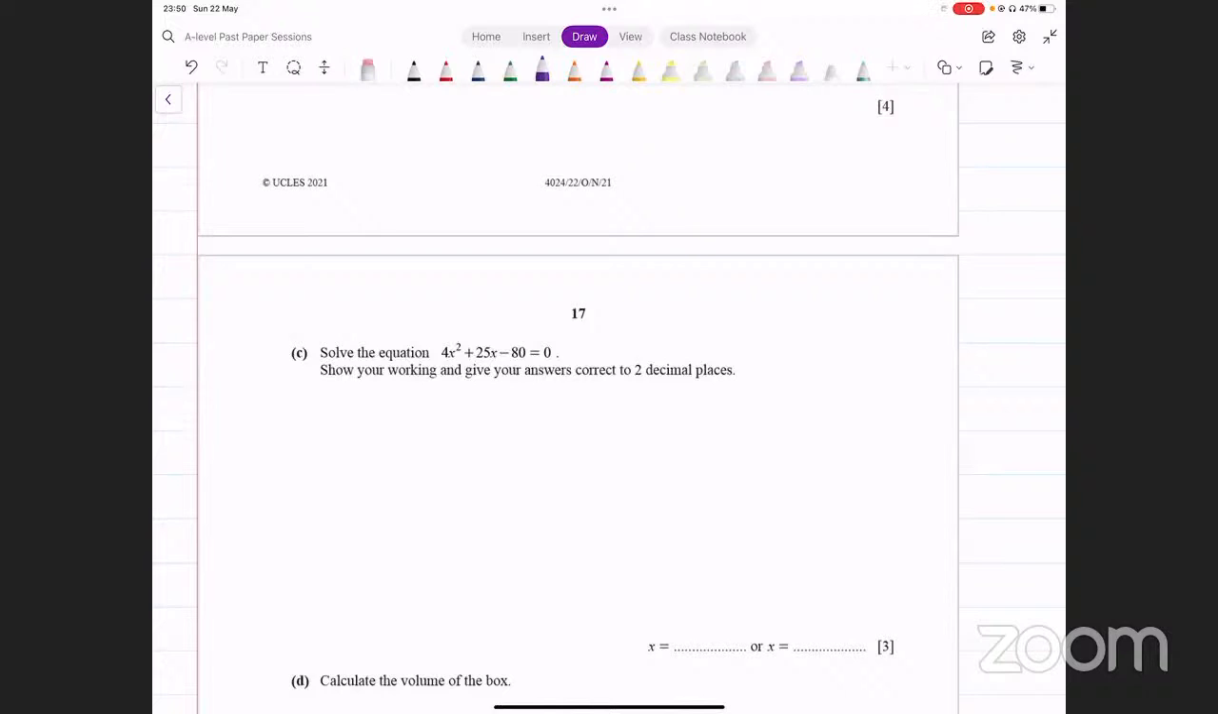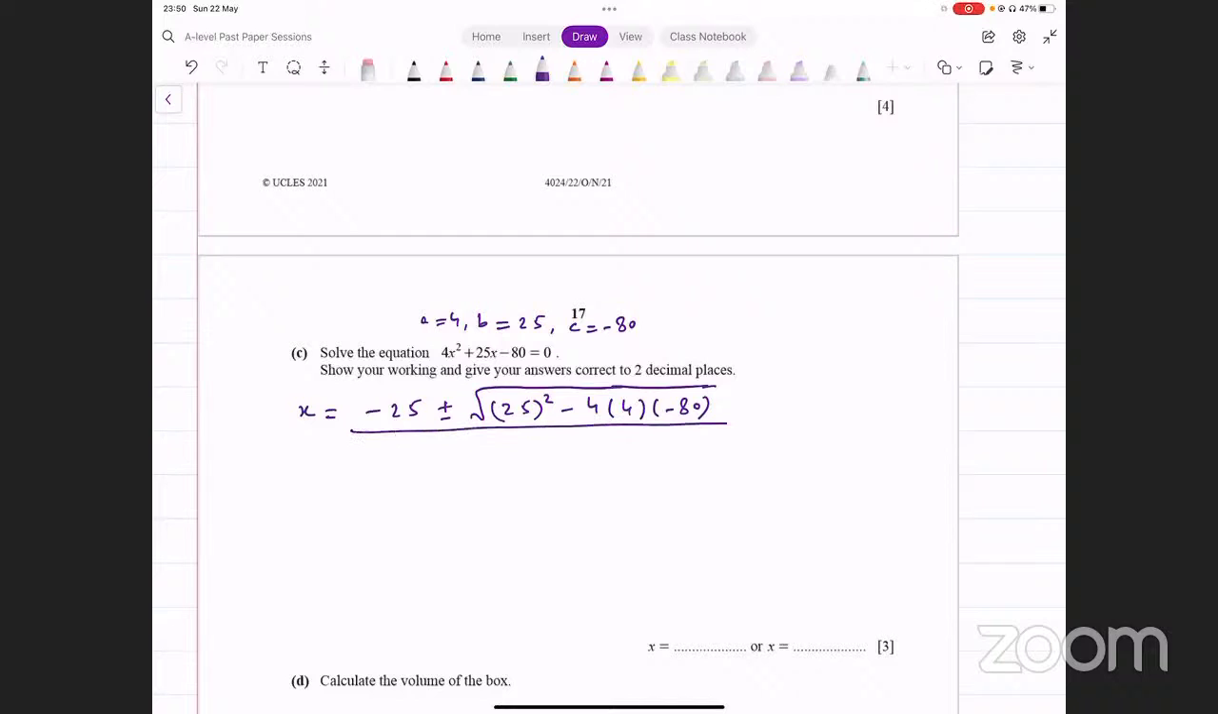सो व्हाट आर द वैल्यूज ऑफ a, b and c then? a is 4, b is 25 and c is minus 80. Quadratic formula में values input कर दें. X equals minus b, that's minus 25, plus minus square root of 25 squared minus 4 times 4 times minus 80. Write everything in brackets, otherwise आपके sign errors होंगे. Make sure that you are writing everything in brackets properly. Divided by 2 times a, that's 2 times 4.